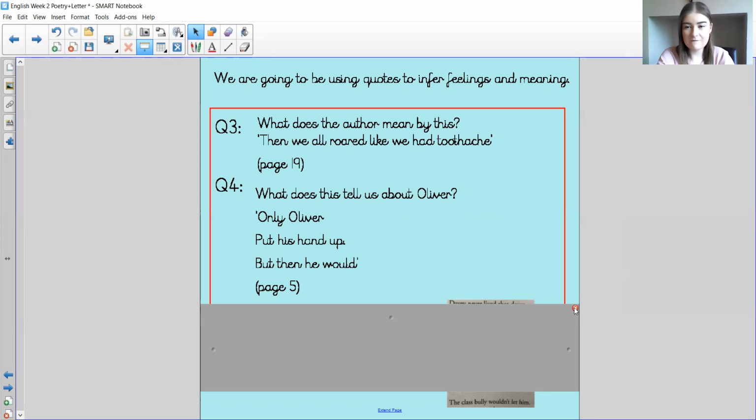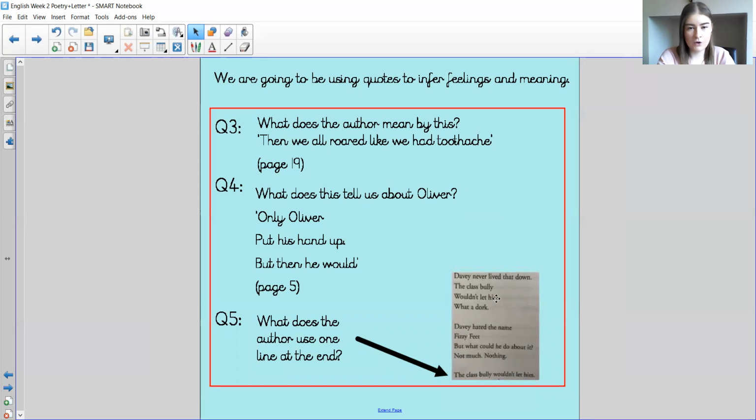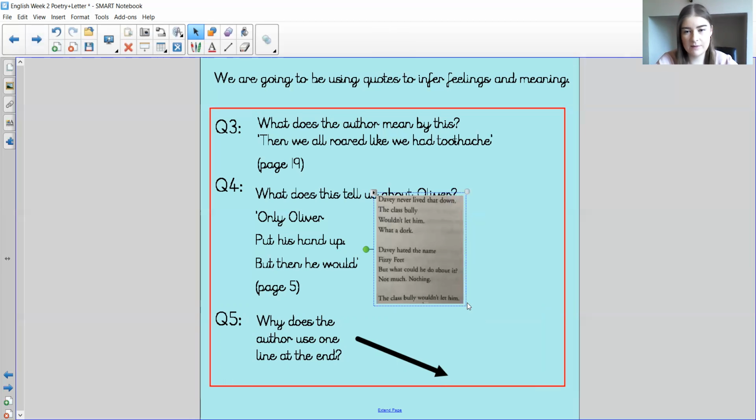Okay, final question then. What does the author, not what, Miss Noak, why does the author use one line at the end? Why do you use one line here? Let's make this a little bit bigger.